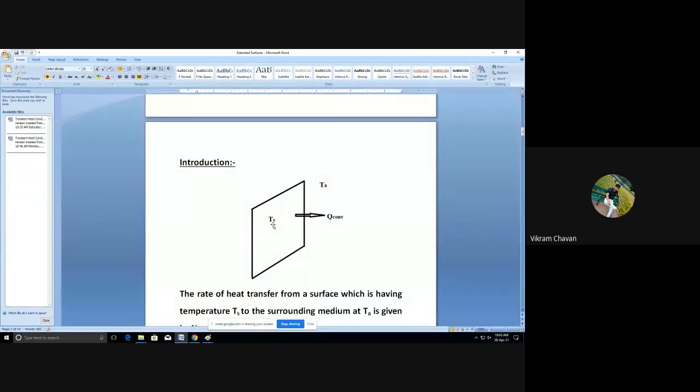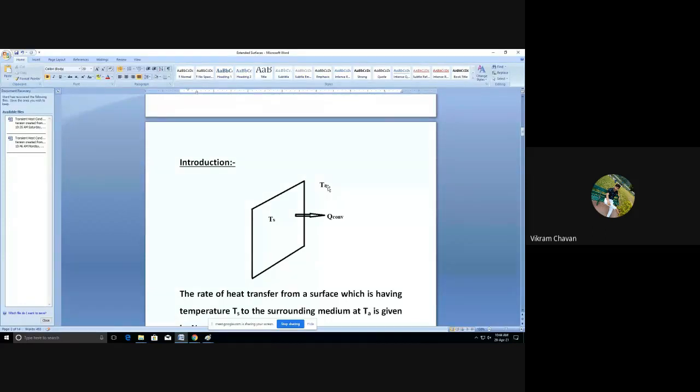Let us say its temperature is near about 100 degrees Celsius. Surface temperature is near about 100 degrees Celsius, and surrounding to that surface there is air present or environment is there, and that particular environment is having T_A temperature, which is lesser than the surface temperature. We can say that the environment temperature is 30 degrees Celsius.